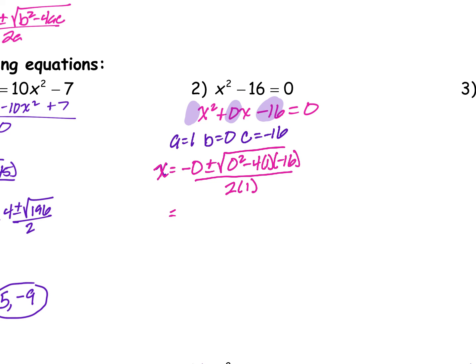So let's see, what do I get? Negative 0 is just 0. Okay, so plus or minus the square root of 0 squared is 0. Let's see, 4 times 16. 64? 64, all divided by 2. So, great. That gives me plus or minus 8 divided by 2. So that should equal plus or minus 4. Done.